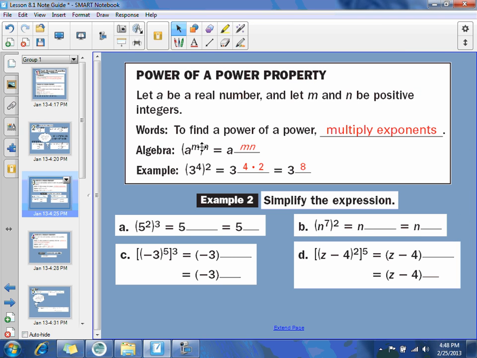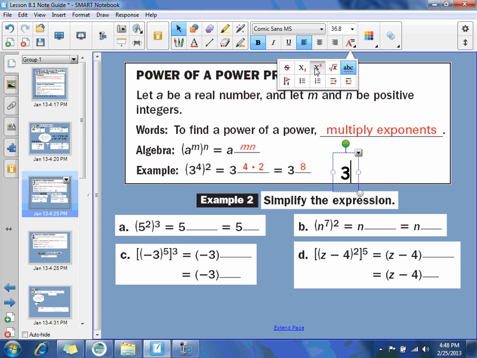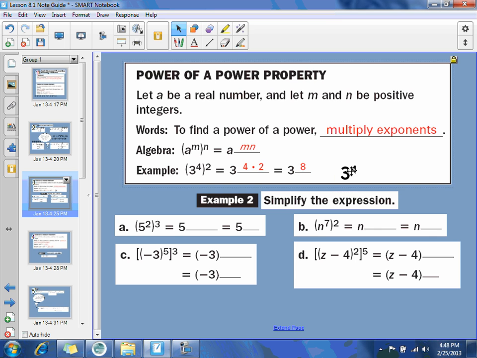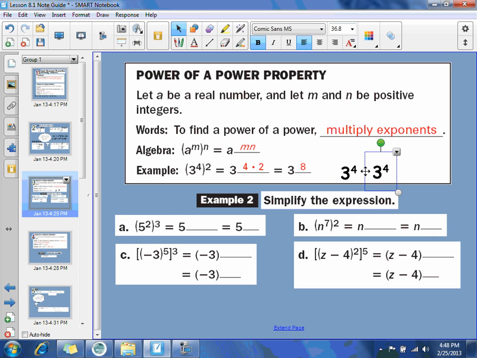Now, if you're taking a power to a power, you actually multiply the exponents, because this is 3 to the 4th power, and we're taking that expression to the 2nd power. That means 3 to the 4th power twice. Well, when you take 3 to the 4th power times 3 to the 4th power, there's 2 of them, right? We add those exponents and get 8. Or how else can you use 4 and 2 to get 8? By multiplying them. A power to a power, multiply those exponents.